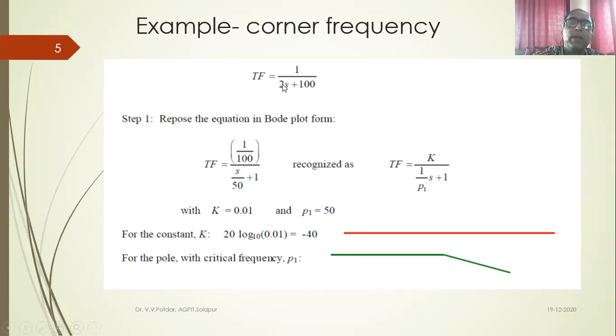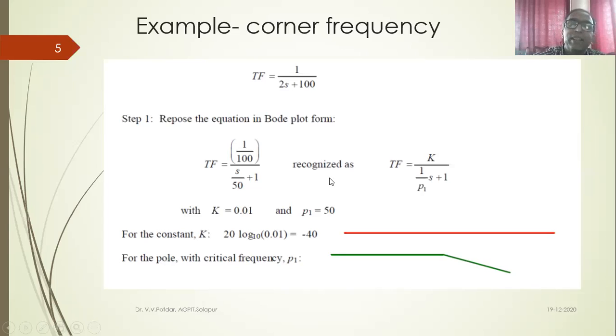So what will happen? 2 divided by 100 makes it 1 upon 50, S upon 50. The second term becomes 100 upon 100, which is equal to 1. So this is my 1 plus tau S form. This tau corresponds to the time constant, and this tau value is 1 by 50 in this case. And the corner frequency is 1 upon tau. 1 upon tau is 50.